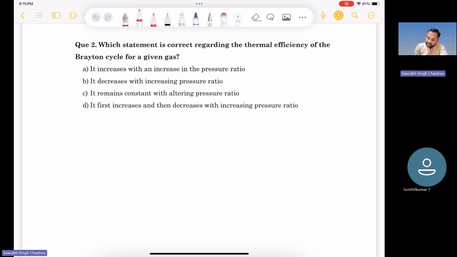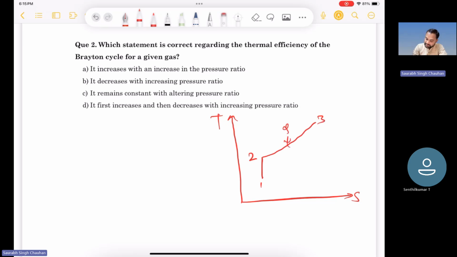So as we discussed, there are 4 steps, right? On a TS diagram, the first step was isentropic compression. So 1 to 2, this is isentropic compression. Then 2 to 3, it was heat addition, right? Then 3 to 4, it was a turbine, so we are getting work output. And 4 to 1, or it can be just left open.